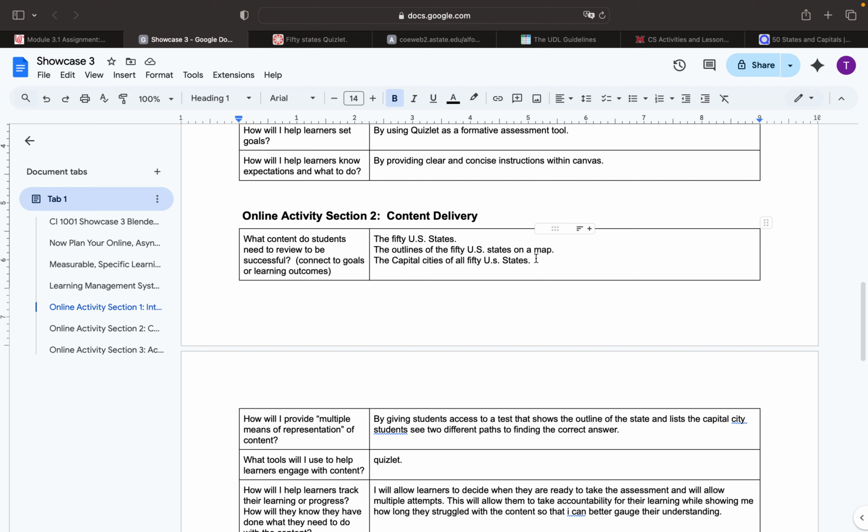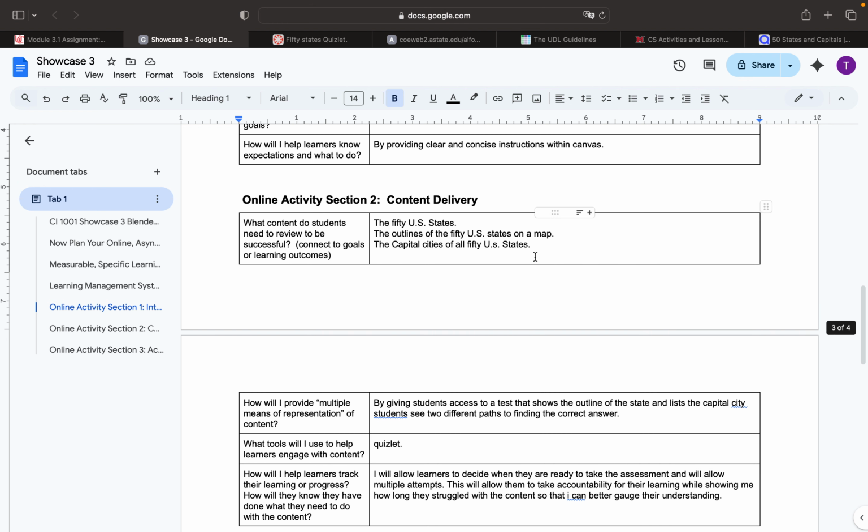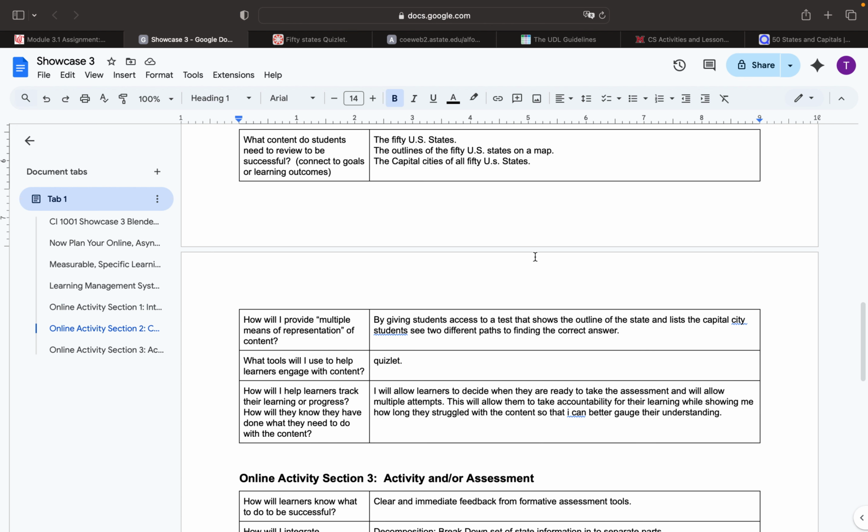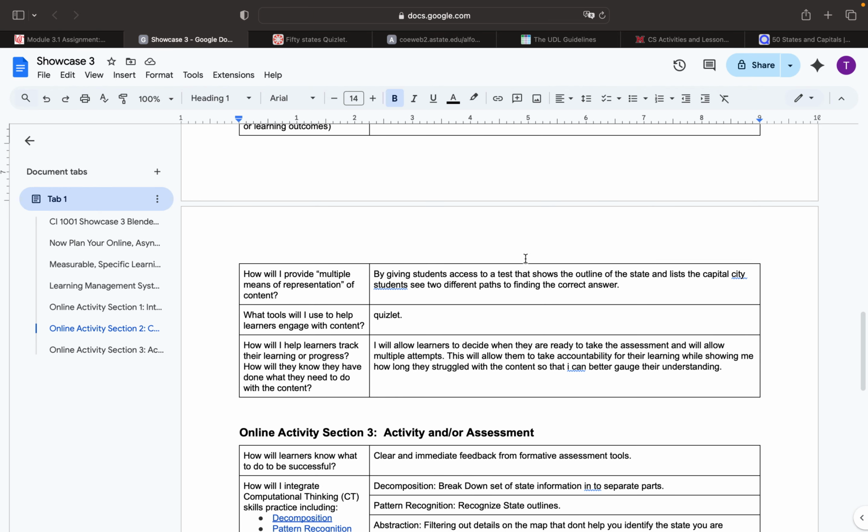Because this isn't just parroting back, listing all 50 U.S. states. I mean, you can do that with enough memorization, but that doesn't actually teach them anything. The point of this is to look on a map and see, okay, there's the outline of Ohio, so I know that's Ohio, or the outline of Florida, and so on and so forth. And how do I provide multiple means of representation of content? By giving students a test that shows the outline of the state and lists the capital city.